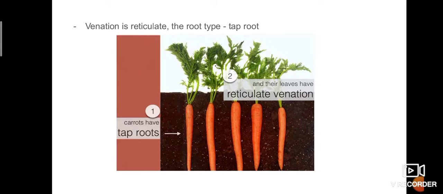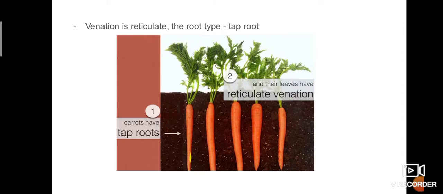The second one: if the venation is reticulate, the root type is a taproot. Here they have chosen a carrot. If you look at the leaves very carefully, you can find reticulate veins. Reticulate means there is one branch, and from that branch small branches are found. If this type of veins is present, definitely the root might be a taproot. This is the main root. The carrot is the root part we eat, and it also stores food.